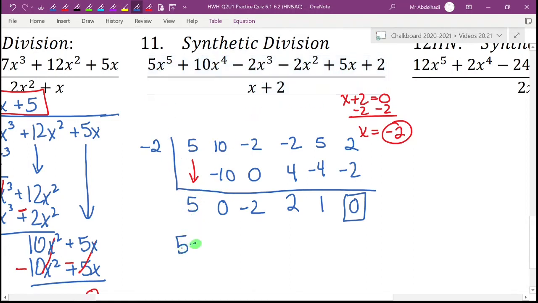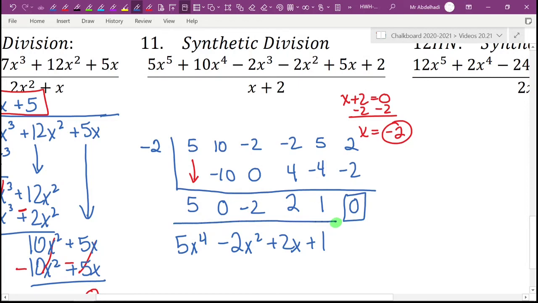So this is 5x to the 4th plus no x to the 3rd, so I'm not going to write it. Minus 2x to the 2nd plus 2x plus 1 x to the nothing. And there's no remainder, so there's no need to write a fraction. And there you go. That was 11.